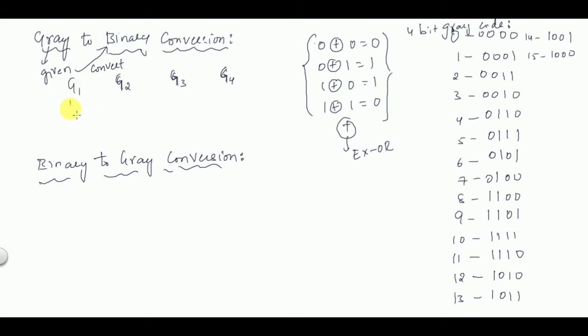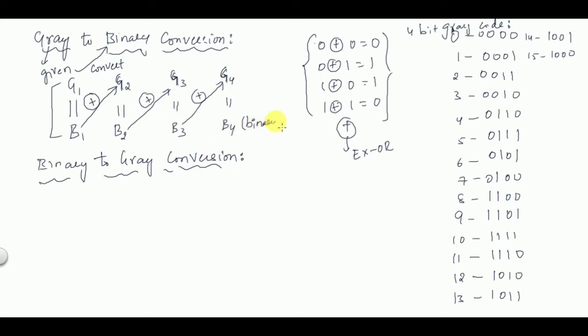Its corresponding binary is given by: the MSB bit you take as it is, so G1 is equal to B1. The MSB bit doesn't change. Once you have the MSB bit, you XOR it with the next gray bit, and the obtained binary bit is XORed with the gray bit, so that you get B2. Similarly, you XOR B2 with G3 to get B3. Similarly, XOR these two and you get B4. So this is the binary number.